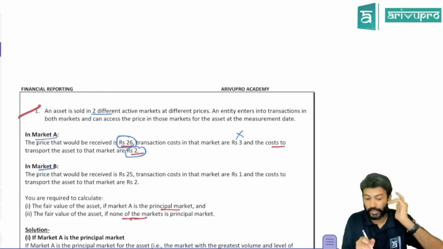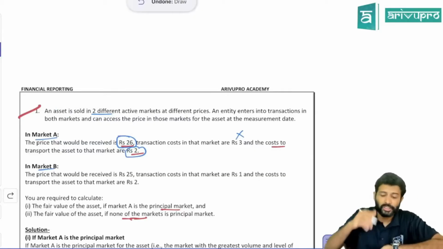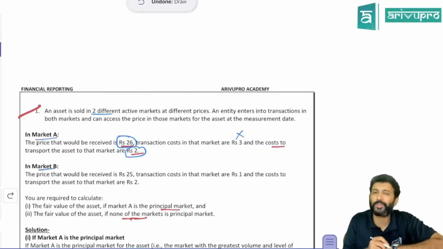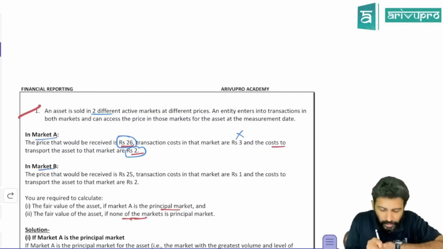If we sell the asset, we will receive 26. This is an asset we are talking about, not a liability. If we sell the asset, we will get 26. But to sell the asset, we have to incur a transportation cost of 2 rupees. That means the value is 24. In market B, the price received is 25. Transaction cost is there, ignored. And the cost to transport is 2 rupees.